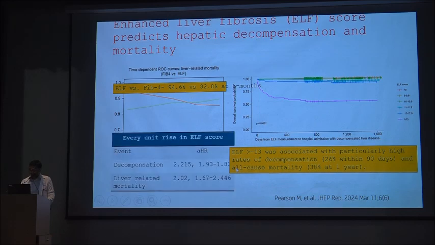For every unit rise of the ELF score, there is a 2 times higher risk of decompensation and liver-related mortality. An ELF of more than 13 was associated with a particularly high risk of decompensation: within 90 days, nearly 1/4 of the patients will have decompensation. And if ELF at baseline is more than 13, then all-cause mortality within 1 year could be nearly 1/3 of the patients.